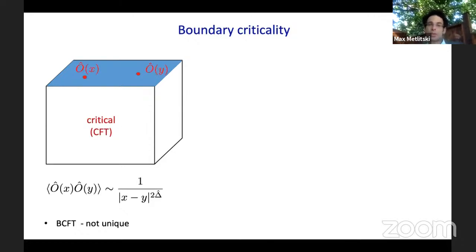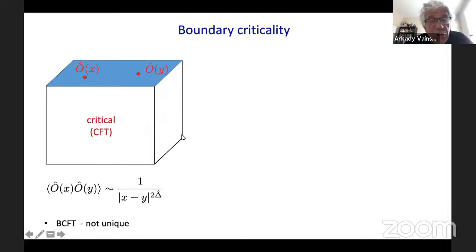Max, maybe I can. I'm sorry to interrupt too early, but it's kind of more generic, right? Let's say that you have this box, and my intuitive feeling would be that I can put a very different boundary condition and still think that the bulk anomalous dimension would be the same. It is still true, right? Or it's not true? It's correct.